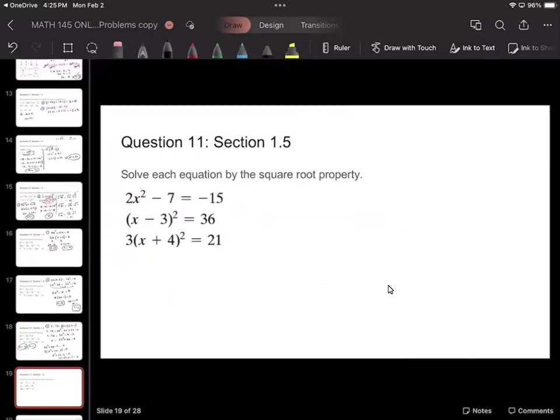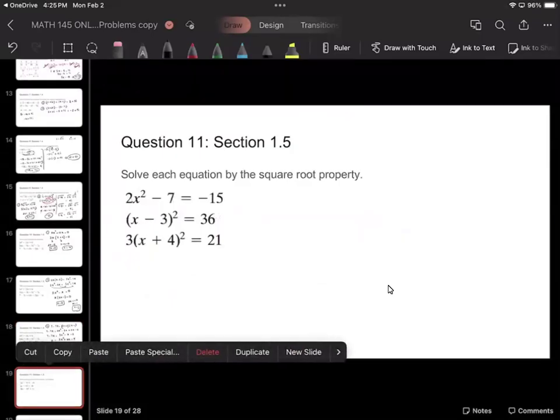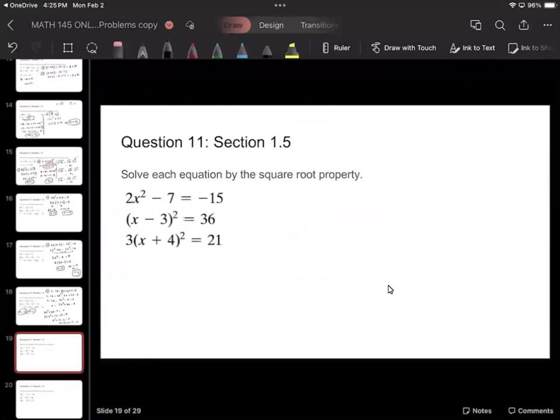Now we are going to solve these by using the square root property. Okay. So let's see the first one. In the square root property, I like to have a perfect square on the left, okay? Which means I'm going to add 7 to both sides. Then the right side becomes negative 8. I divide by 2, I get x squared is negative 4.